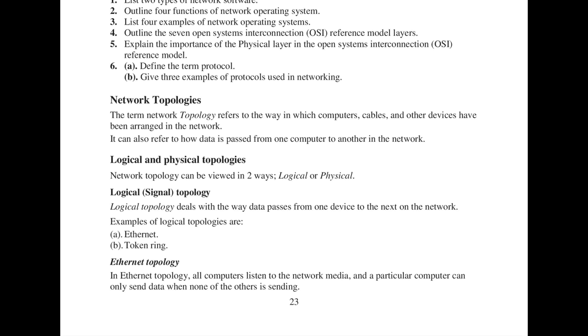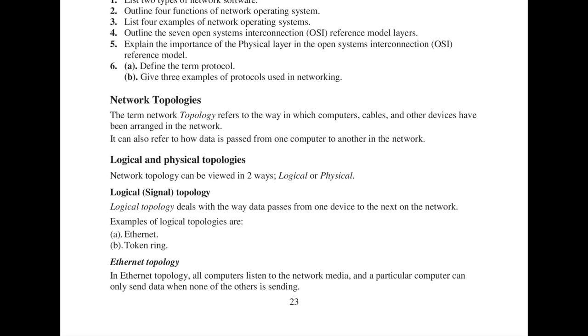In Ethernet topology, all computers listen to the network media. So when you talk about Ethernet, this is a situation whereby before a computer transmits data, it first listens to the cable to hear whether there is another computer transmitting. If the cable is free, the computer sends the signal. But to some extent, another computer might have detected a free cable and also sends the signal. This results in a collision.